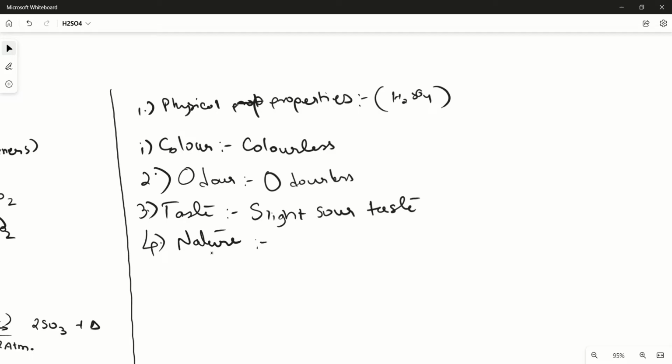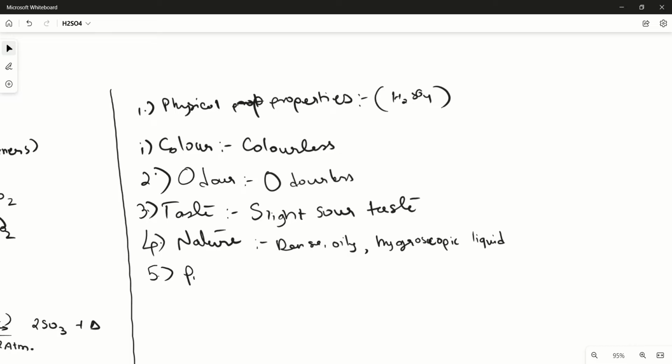Then its nature. It's a dense, oily, hygroscopic liquid. What does hygroscopic liquid mean? It means that it removes moisture. I remember in the contact process when we use concentrated H2SO4 to dry in the drying tower? That's why it's used, because it's a hygroscopic liquid. So the color is colorless, odorless, with a slightly sour taste. Nature: it's dense, oily, and hygroscopic.